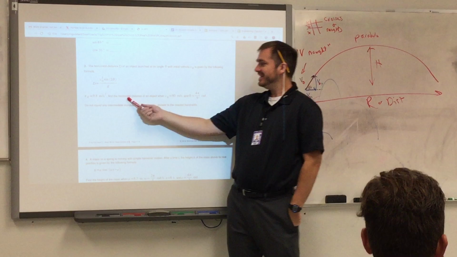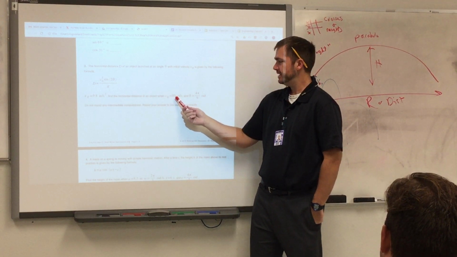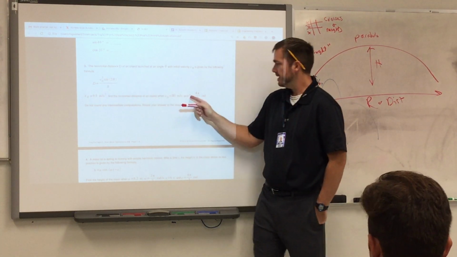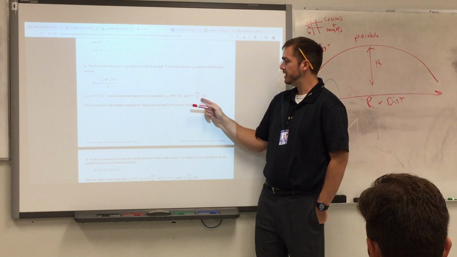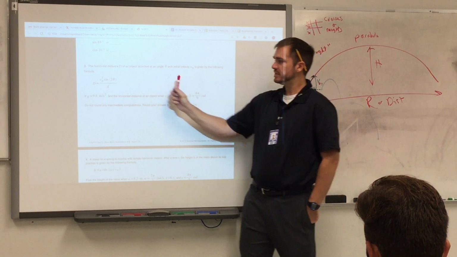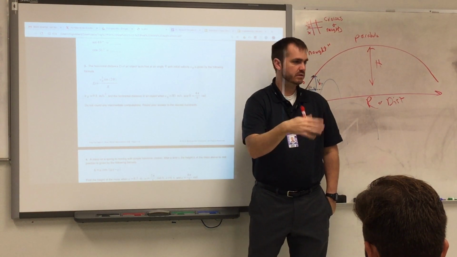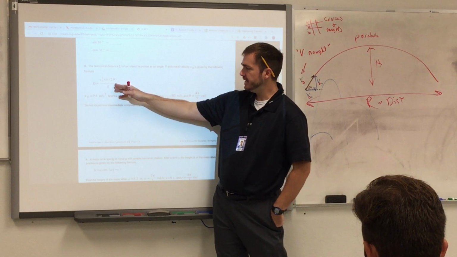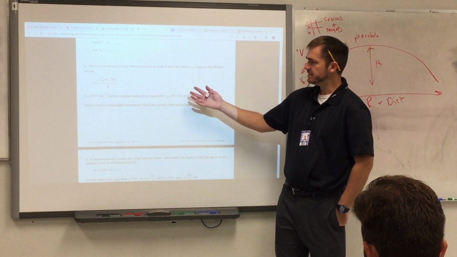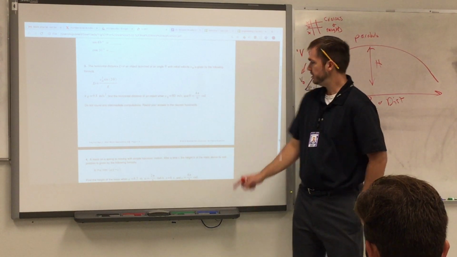Anyway, find the horizontal distance of an object when V naught is 80 meters per second. So we can take that number and put it right in there. Theta is 4 pi over 9 radians. Ooh, when you see radians and you're doing sines and cosines, you need to think, oh, I need to put my calculator in radian mode. Yes. And then divide it by 9.8 meters per second squared. That's that problem. I'll let you work it out when I give you the paper. You don't need to put it down right now.